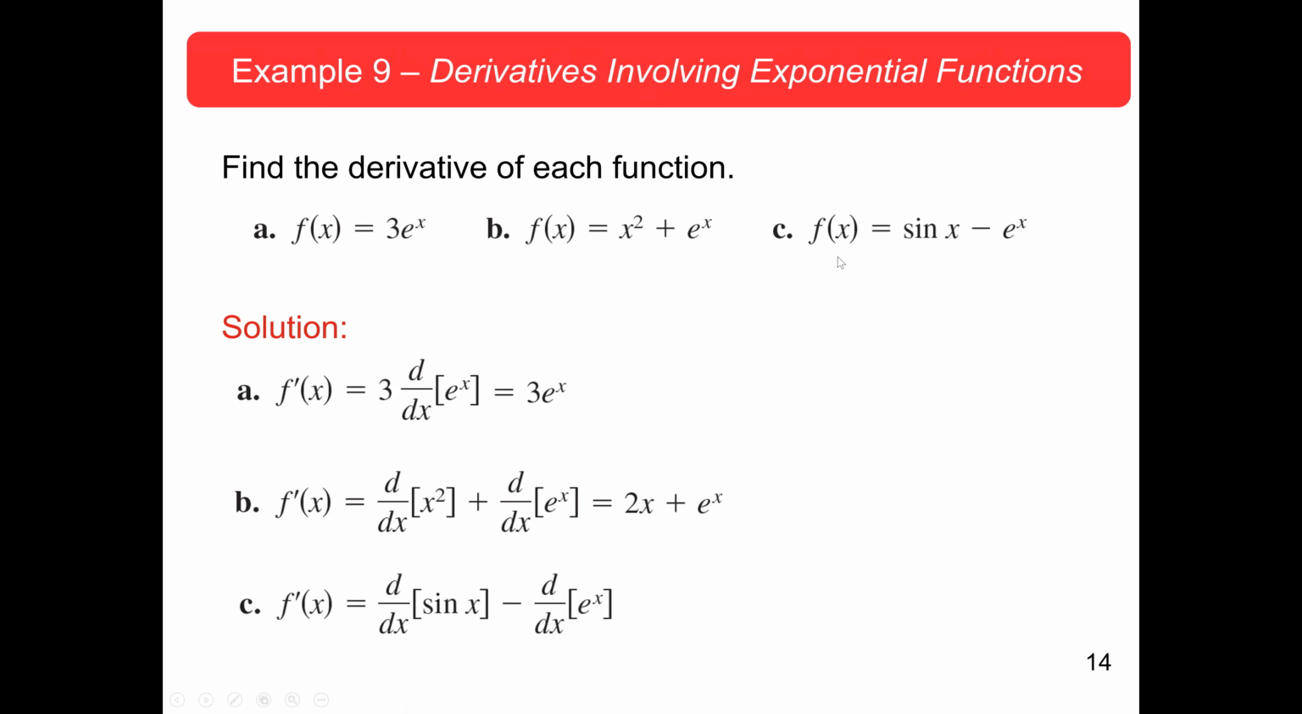Next, we have f of x equals sine x minus e^x. So to find the derivative of sine x, that will give us cos x. To find the derivative of e^x will also give us the same e^x. So our solution will be cos x minus e to the power x.